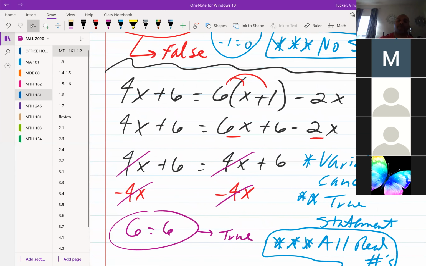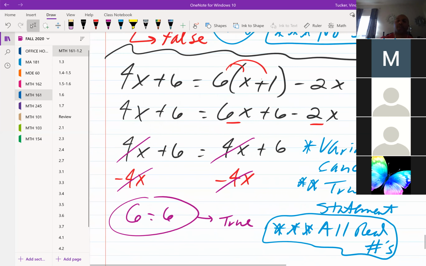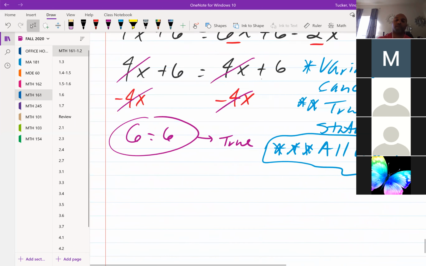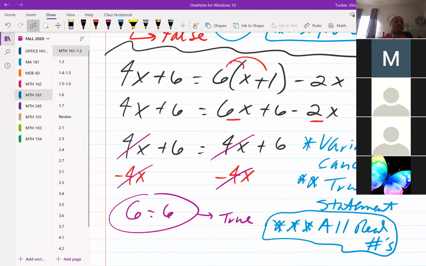So in the last example that gave us no solution, there's no value you can plug in for x to make it a true statement. And then for this one, no matter what you plug in for x, your answer will work out. Your statement will end up true. I think that's it. Okay. Any questions?